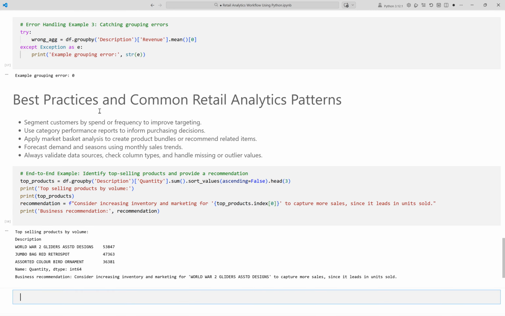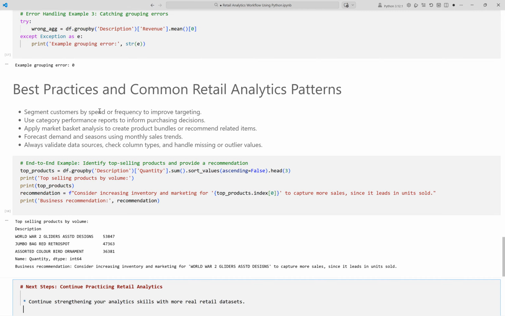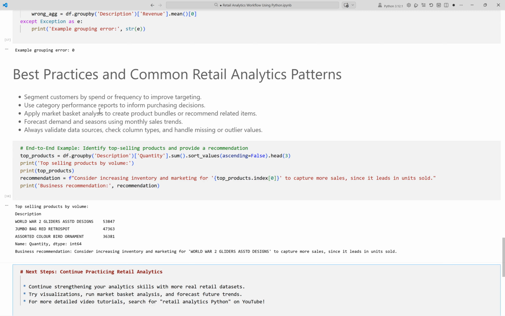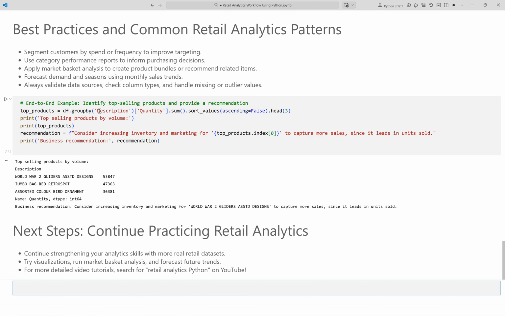Next steps: continue practicing retail analytics. Continue strengthening your analytics skills with more real retail datasets. Try visualizations, run market basket analysis, and forecast future trends. For more detailed video tutorials, search for Retail Analytics Python on YouTube. Practice prompt: try identifying slow-moving products and suggest actions for inventory optimization.